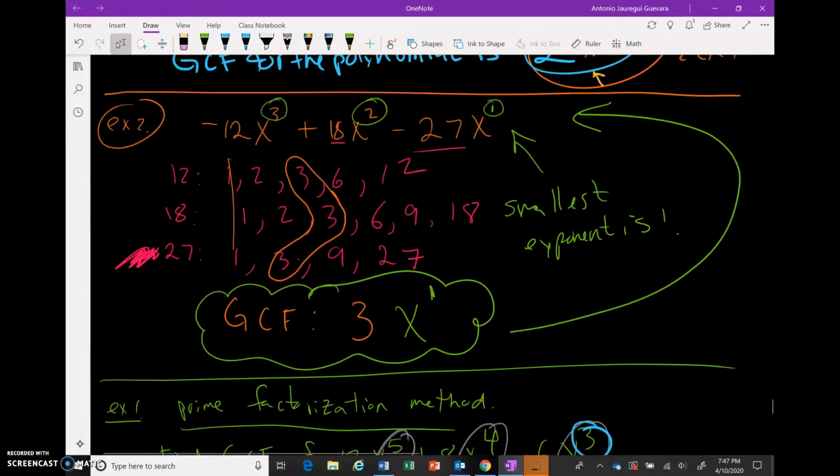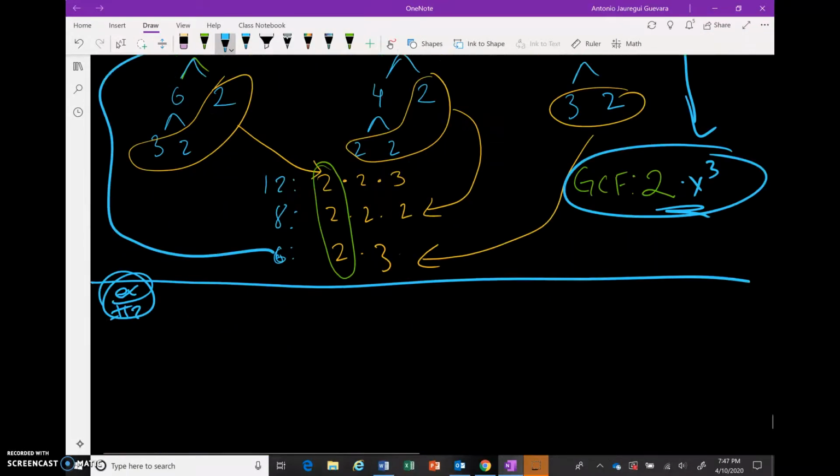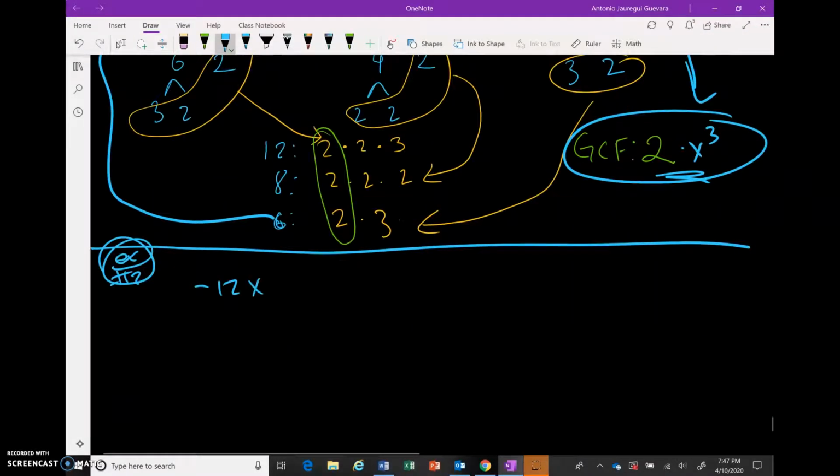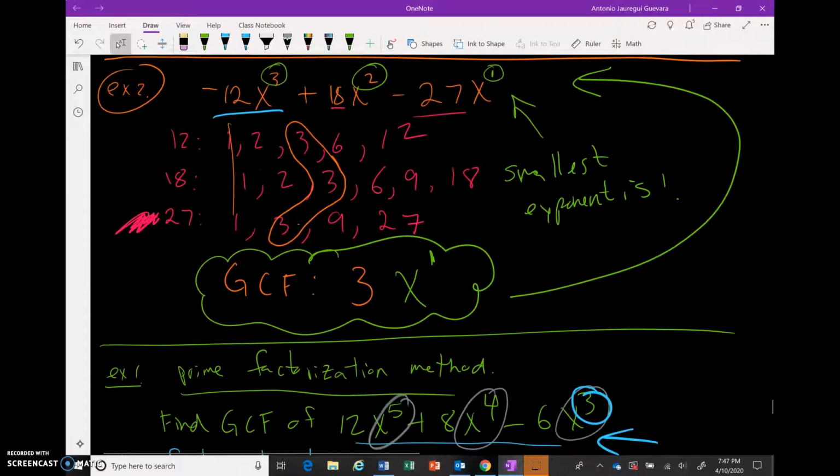Number 2, so example number 2, I'm going to do the same exact problem that we did right here, which was negative 12x cubed. So negative 12x cubed, and then let's see, what else did I have? Plus 18x squared minus 27x. Make sure that that's what I got. Yeah, plus 18x squared minus 27x.